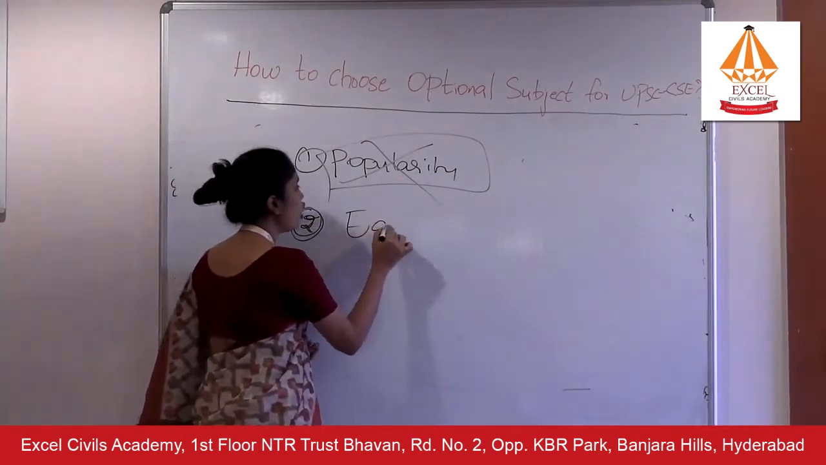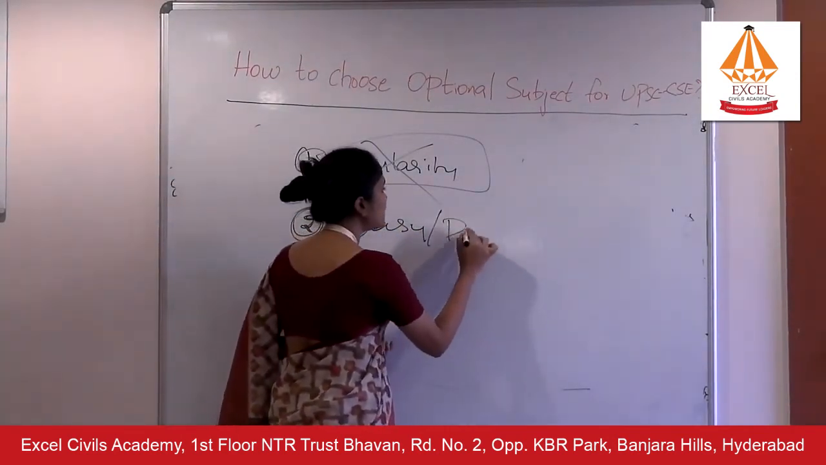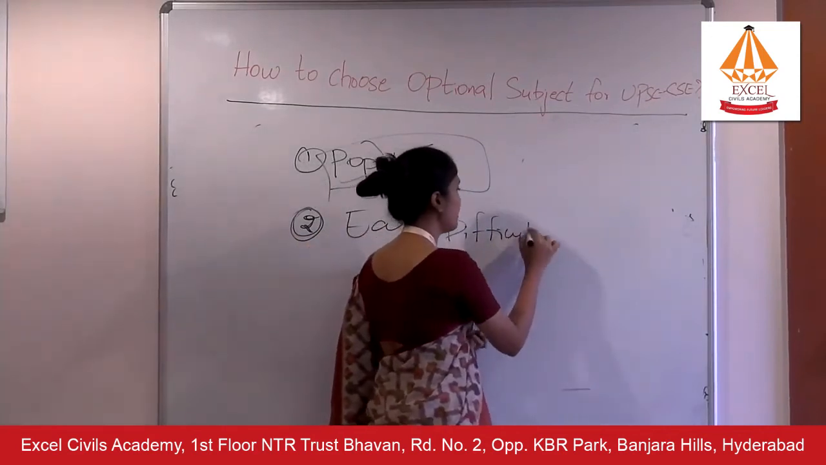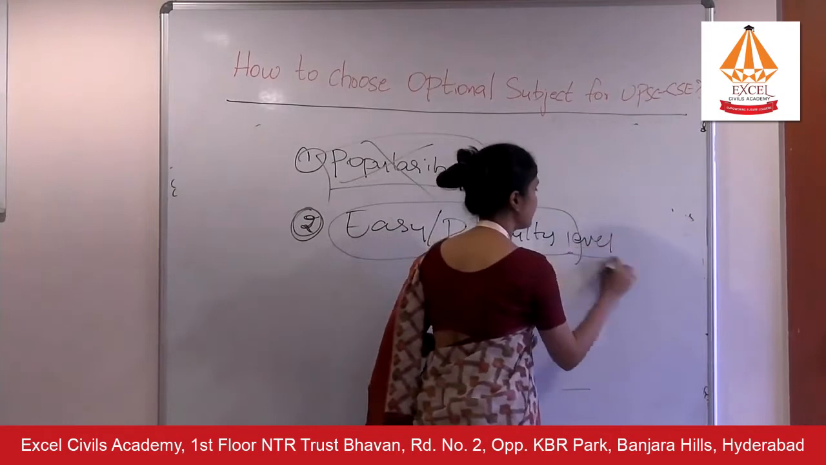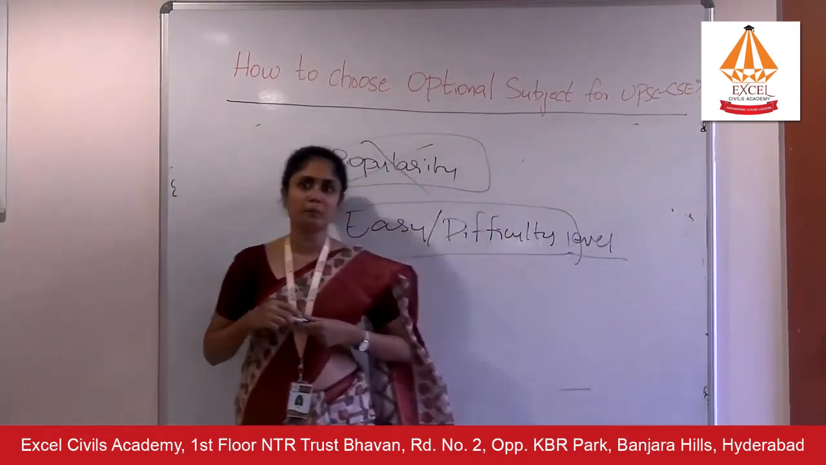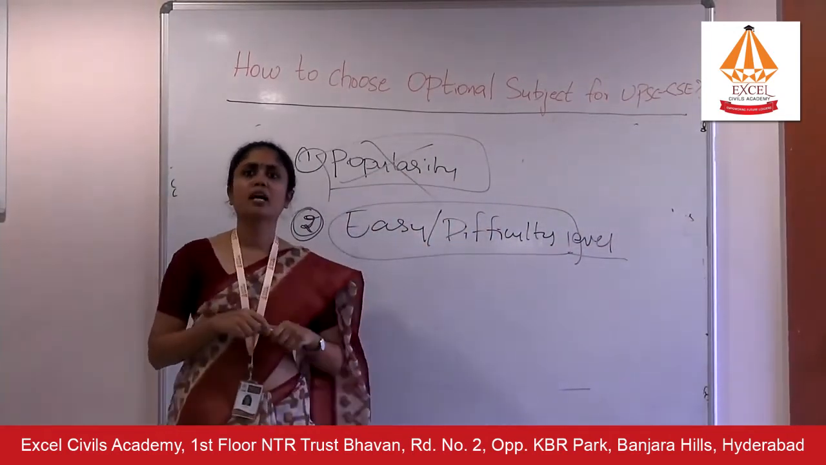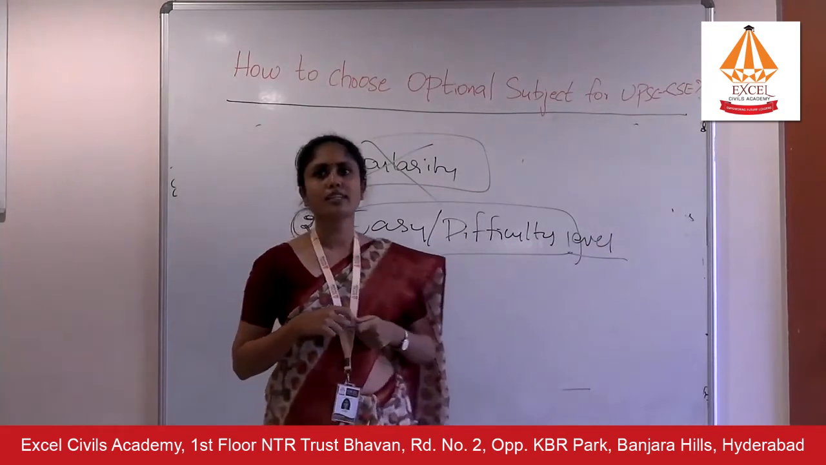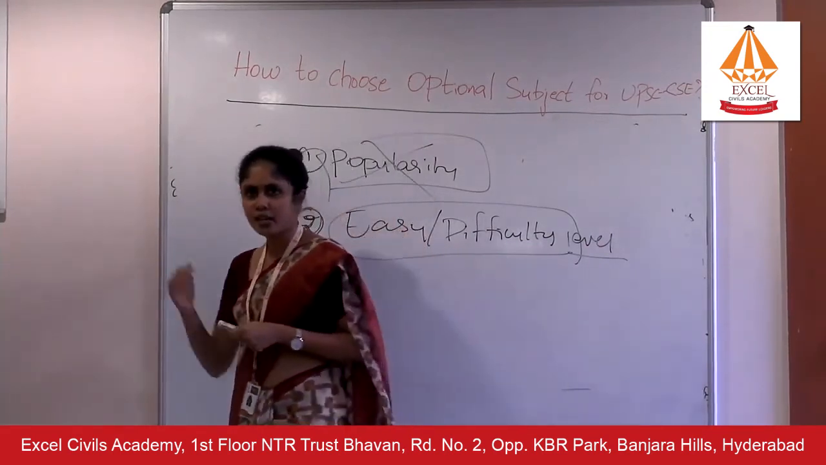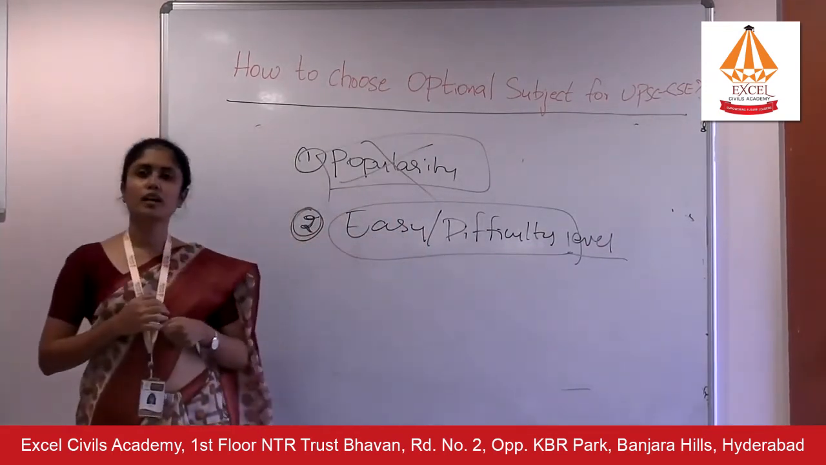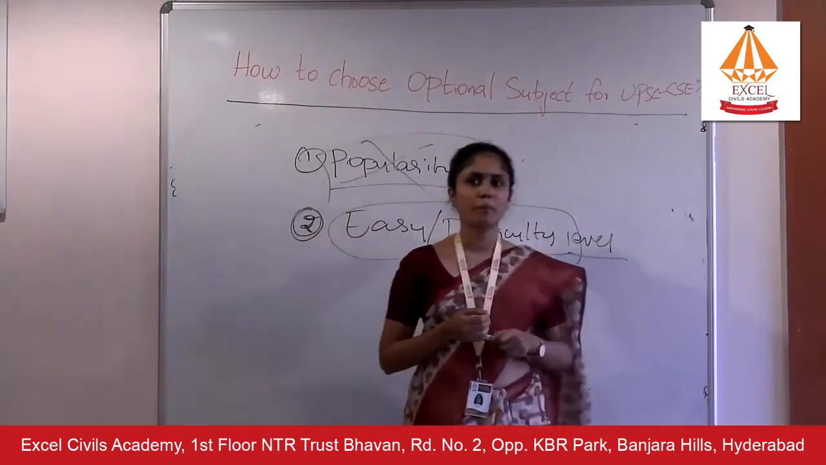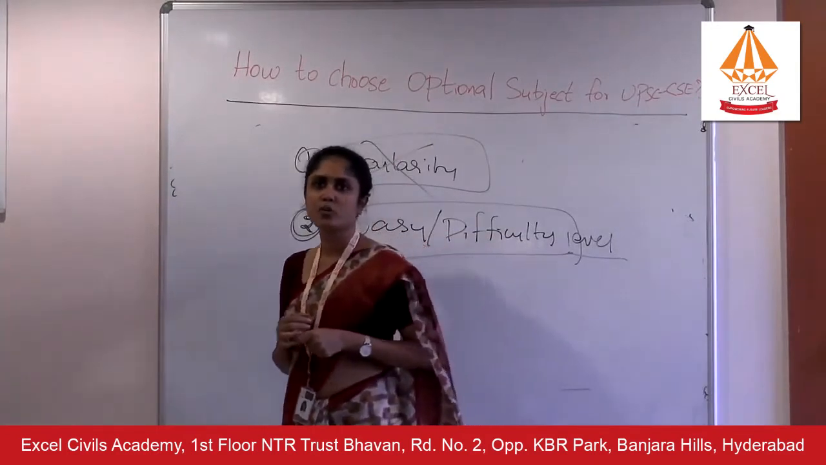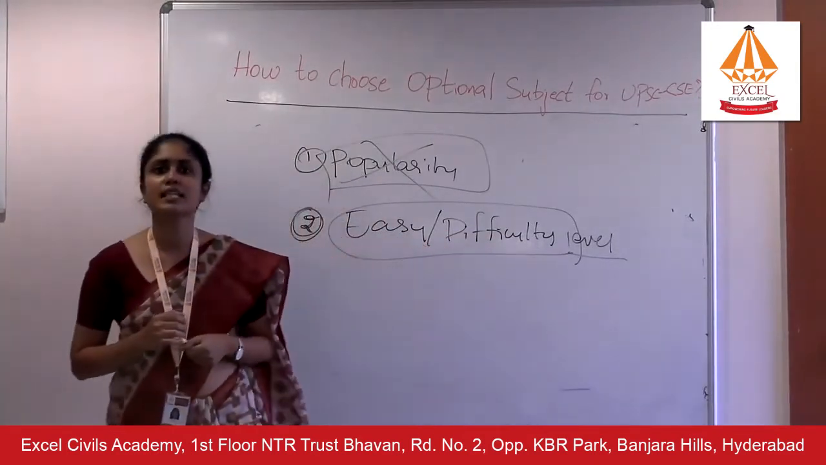Second is, do not also go by the easy or the difficulty level of an optional. You keep hearing in the market that public administration is very easy, or that anthropology is very easy. You keep hearing from your senior aspirants that anthropology only takes 1 or 2 months to prepare. It is a very easy subject. You will be able to score 300 marks very easily.